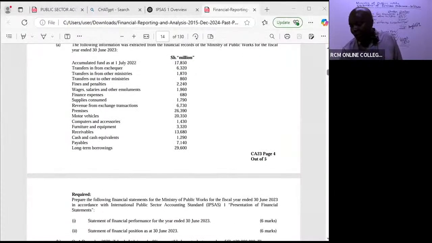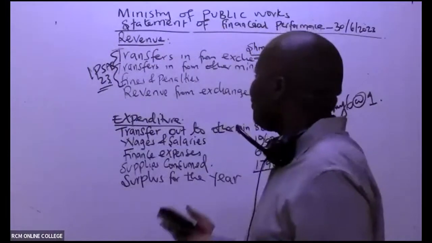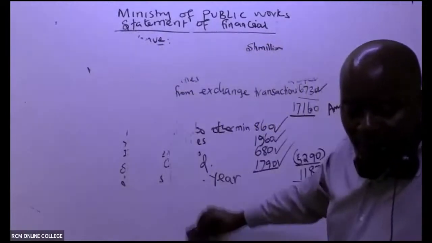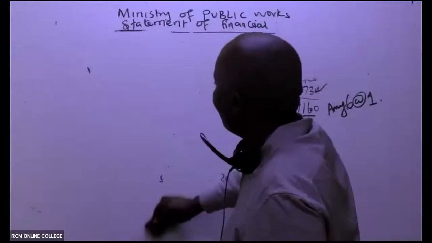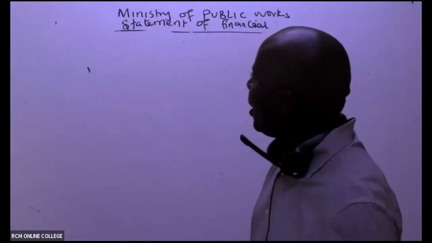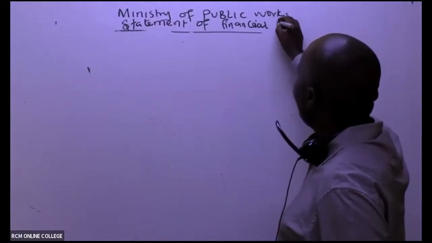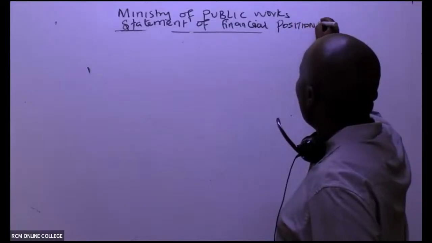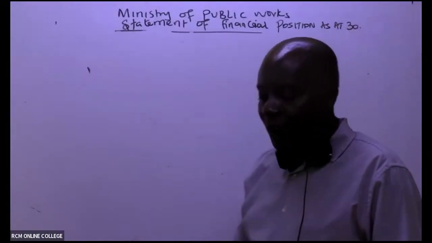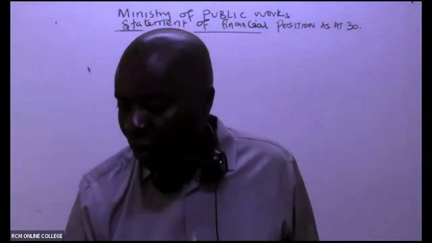Statement of financial position as at 30th June 2023. Very easy. So right there, Ministry of Public Works. Statement of financial position as at 30th June 2023.